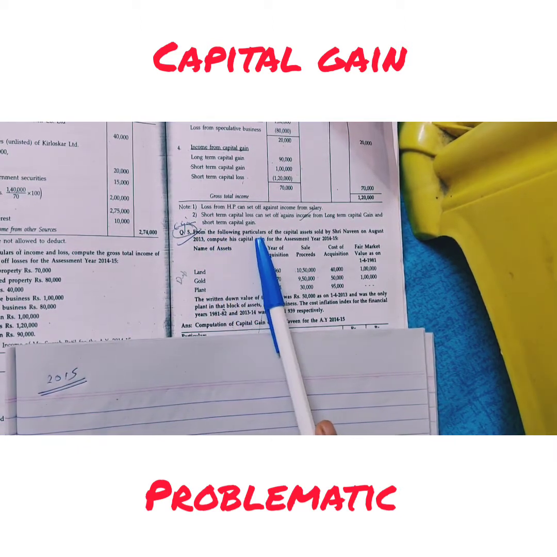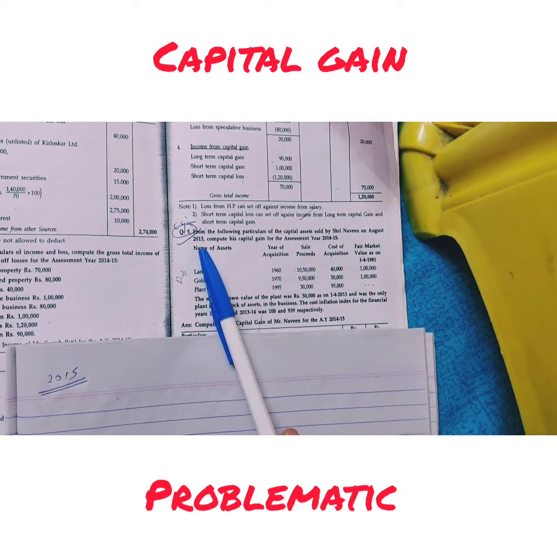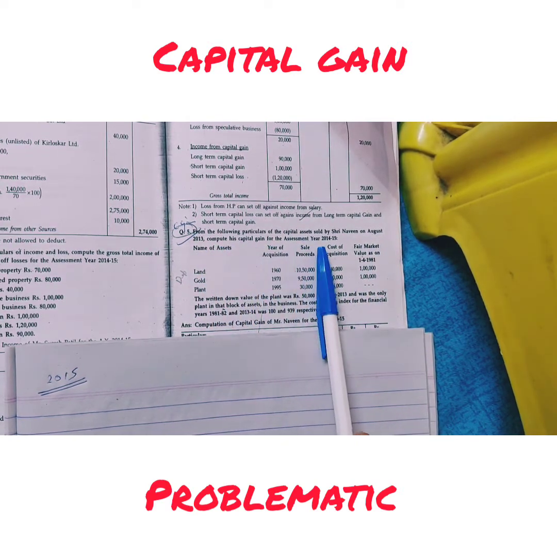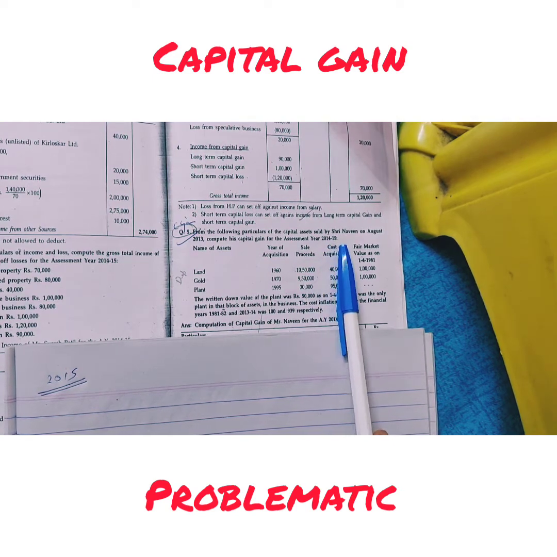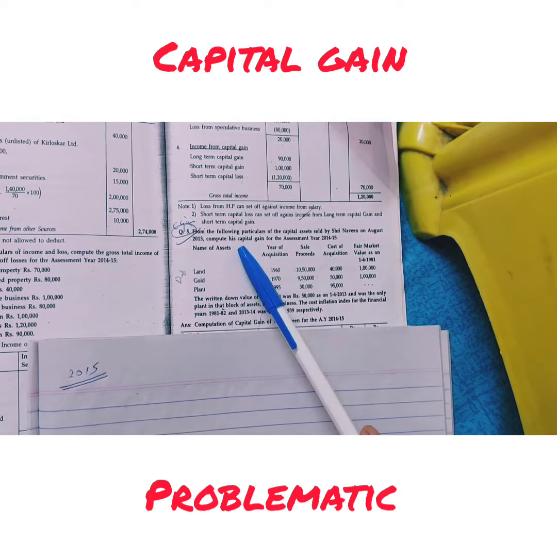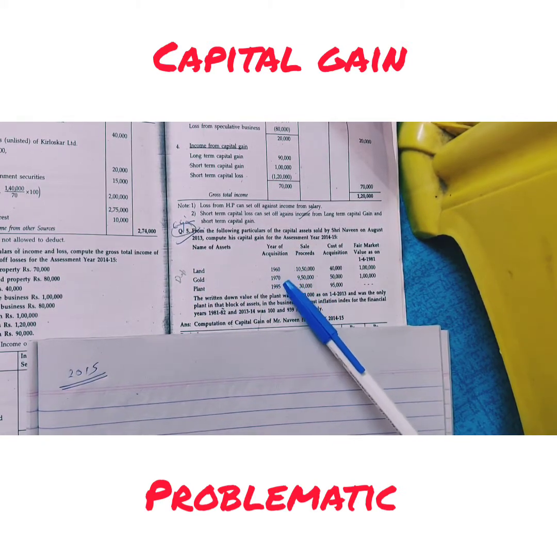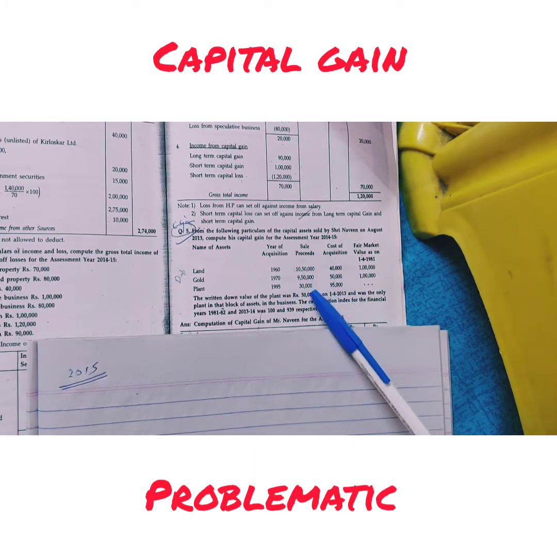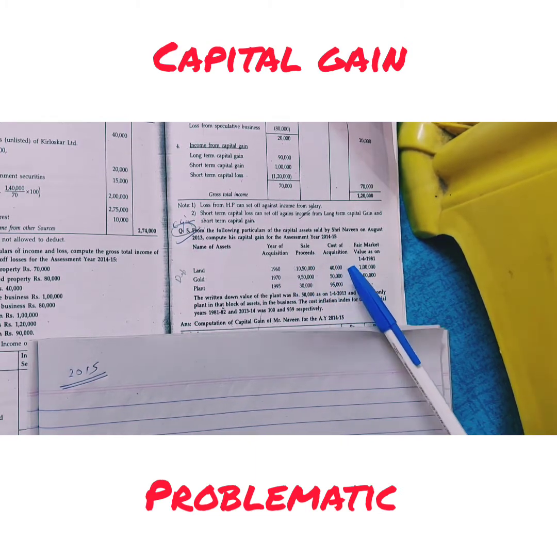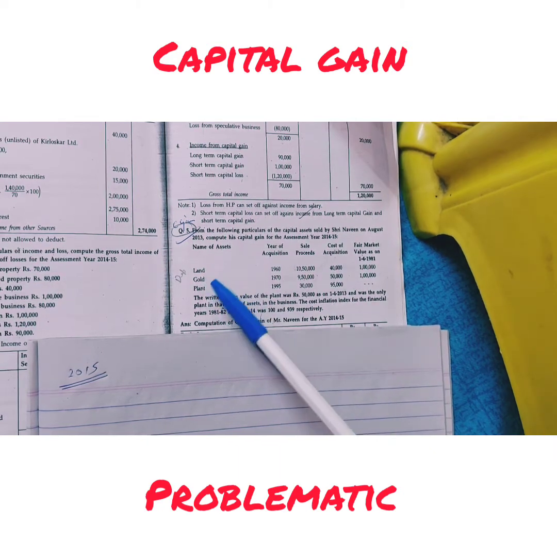From the following particulars of capital assets sold by Shri Naveen in August 2013, compute his capital gain for the assessment year 2014-15. So we have to compute his capital gain. These are the information given. Name of the assets: land, gold and plant. Then year of acquisition: 60, 70, 95. Sale proceeds amount is given. Cost of acquisition: 40, 50, 95 is given. And fair market value as on 1/4/1981 is also given. So one by one we will be solving land, gold and plant.